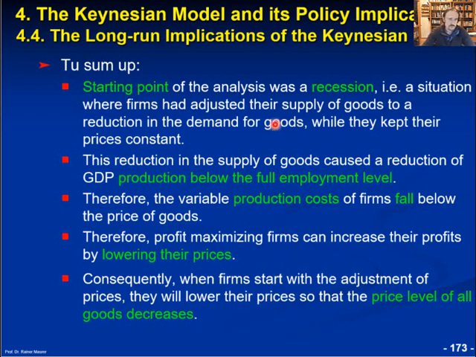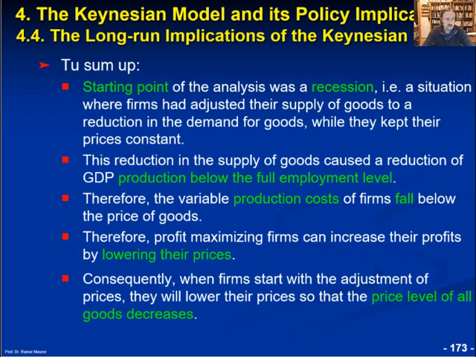Starting point of our analysis was a recession, which means a situation where firms had adjusted their supply of goods to a reduction in the demand for goods, while they kept their prices in the short run constant. This reduction in the supply of goods caused a reduction of GDP production below the full employment level. Therefore, the variable production costs of firms fall below the price of goods. And therefore, profit maximizing firms can, in the long run, increase their profits by lowering their prices.